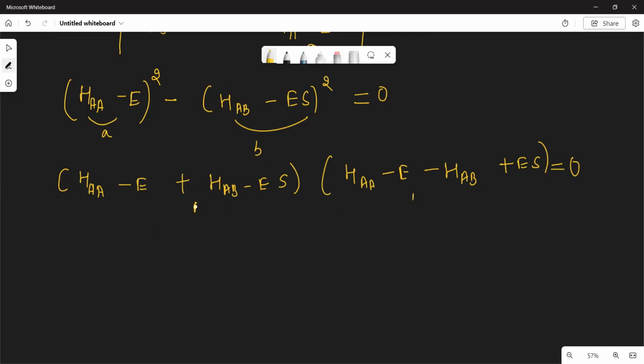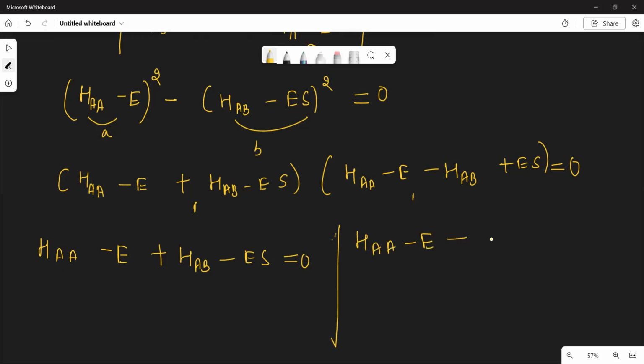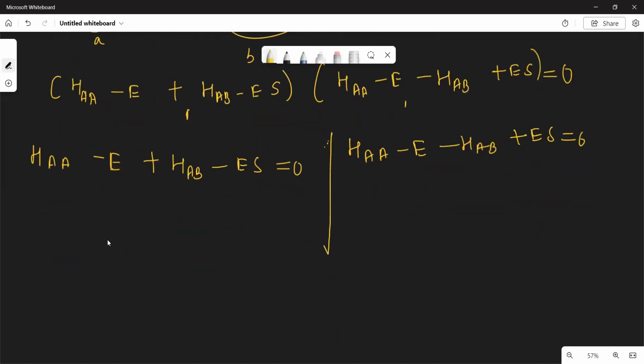Okay, now you can write this. Now you can write the first term, that is HAA minus E plus HAB minus ES equal to 0, or HAA minus E minus HAB plus ES equal to 0. Okay, after solving this, you will get the values of energy. Let's find out the value of energy.